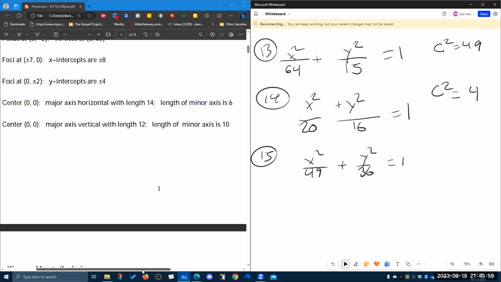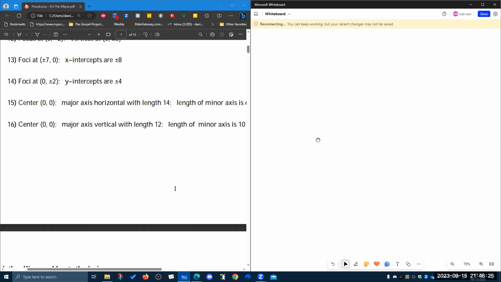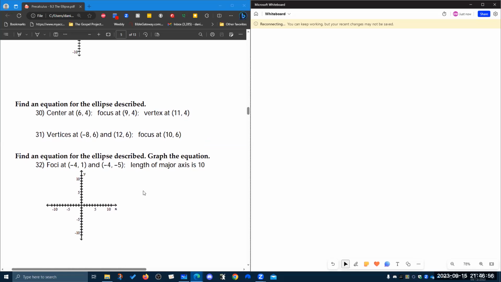Then for 16, we're centered at (0, 0) again. Major axis is vertical with a length of 12, so 6 squared is 36. Length of the minor axis is 10. 5 squared is 25. Now I'm going to go on down to a couple down here that are more advanced that aren't centered at (0, 0). Give me just a second to get down there. So we're going to look at 30, 31, and we'll come back to these graphing ones when we do the graphing later.